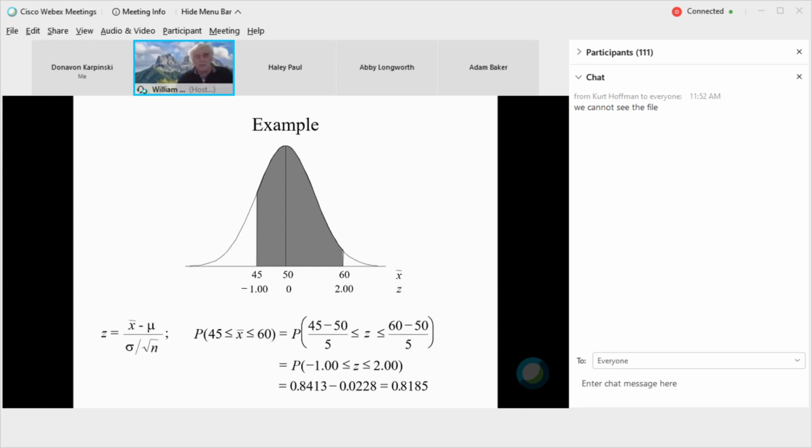So you can then go ahead and calculate the probability that X bar is between 45 and 60. That's equivalent to Z being between -1 and 2, which we can look up in the tables. That works out to be 81.85%. That's the shaded area. That's true for the normal distribution with mean 50, standard deviation 5.